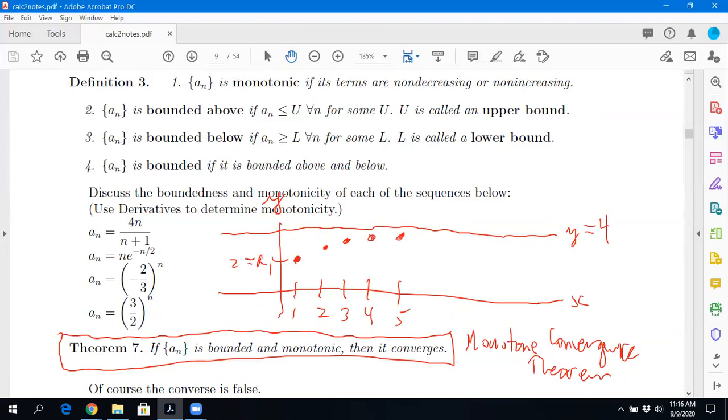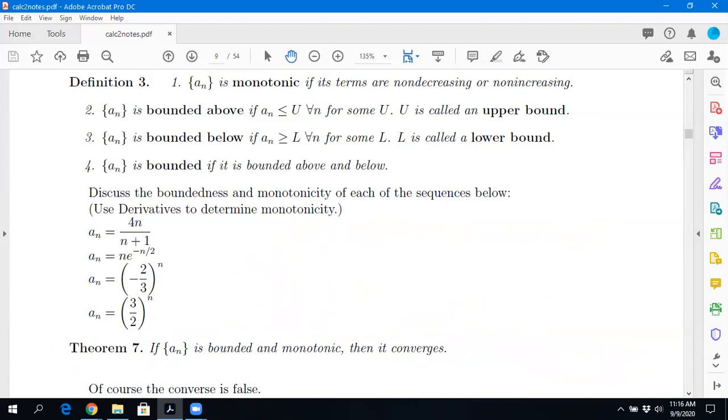So let's discuss some of these other ones. What about n e to the minus n over 2? What about this guy right here? First of all, what is it? We'll talk about boundedness later. Let's first talk about monotonicity. What do I have to do to determine monotonicity of this thing?